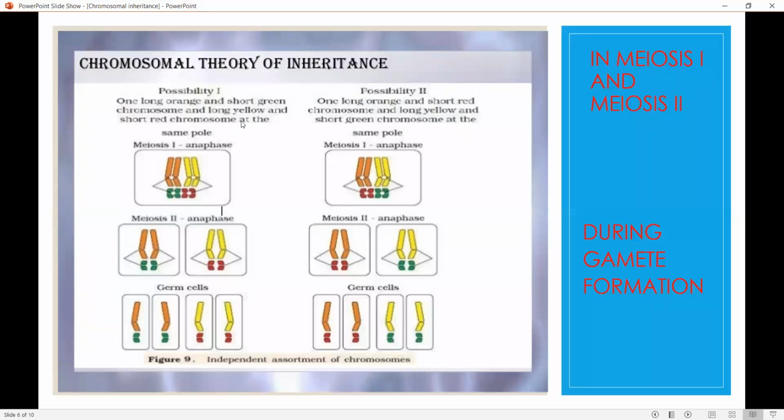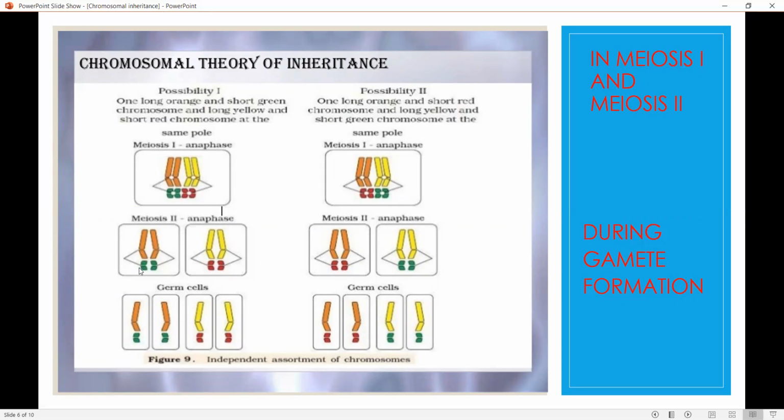So the chromosomal theory of inheritance can be explained with the help of meiosis. We know that meiosis is completed in two phases, meiosis 1 and meiosis 2. In meiosis 1 anaphase, here you see, the homologous pair of chromosomes separate. One chromosome from paternal and one chromosome from maternal come together, and in anaphase they separate. So in meiosis 2, the chromatids separate.